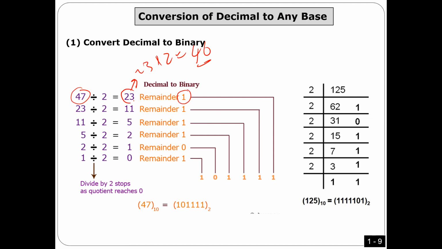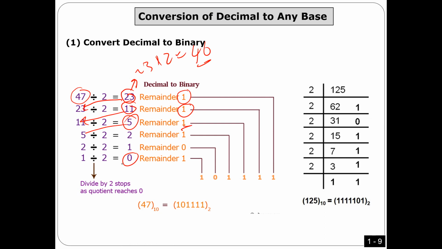Then I'm going to take this quotient and divide it again by 2, and see what the remainder is. Get the quotient, divide by 2. This is the remainder. This one divided by 2, and so on. Keep doing it until it is 0. Once it is 0, you stop here.